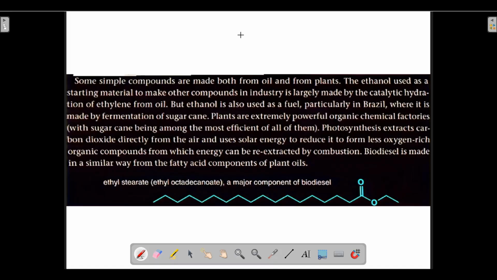What does fatty acid mean? When the chain of carbon atoms is very long, the carboxylic acid is called a fatty acid. So long chain carboxylic acids are called fatty acids.